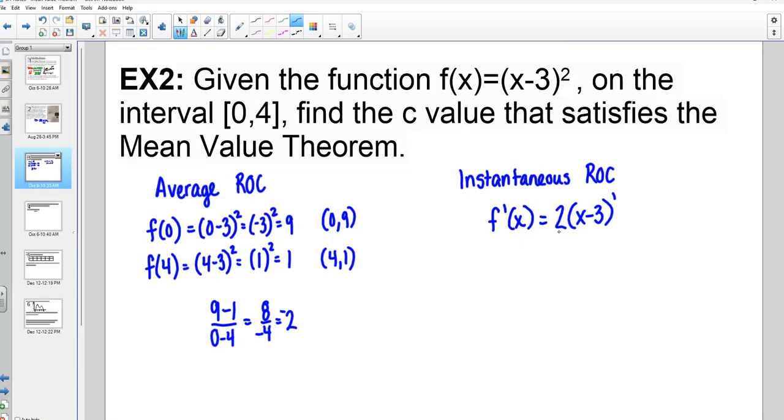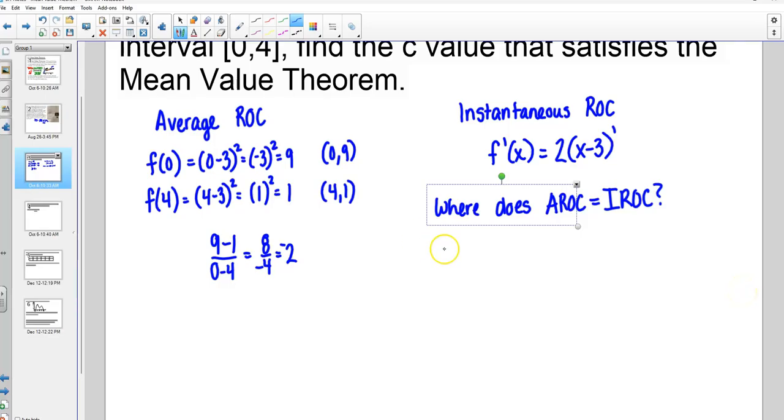And so I want to know where this instantaneous rate of change equals the average rate of change, right? That's the question I'm asking. Where does average rate of change equal instantaneous rate of change? Try not to use AROC and IROC on the actual AP exam. Say to yourself in your head, average rate of change, as you write those letters down, if you use it. So we would just do 2 times x minus 3 equals negative 2.